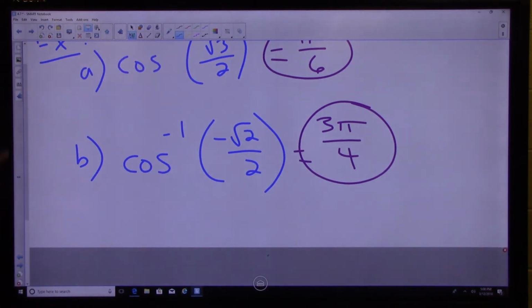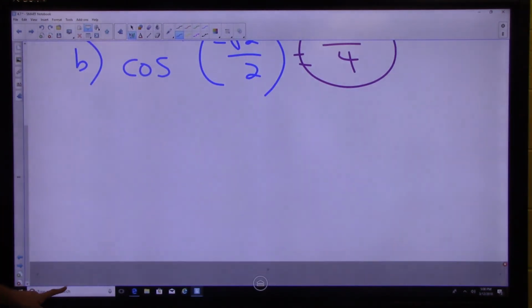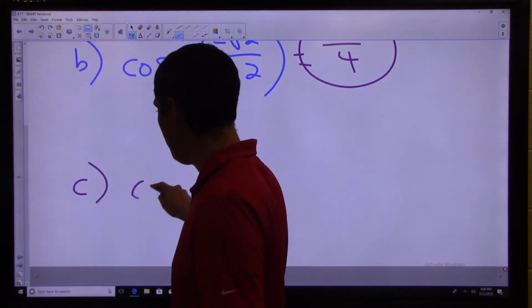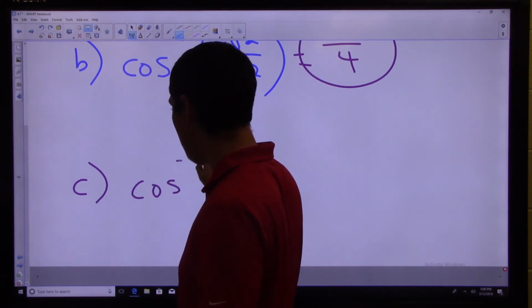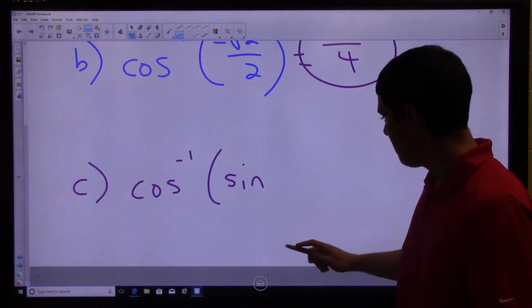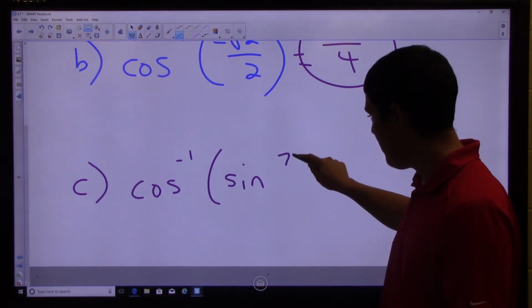There it is. I thought I had one more for you. Let me do a tougher one. So part C here. How about I throw a little bit of cosine and sine together here on you? So what if I did inverse cosine of the sine of 7 pi over 6?